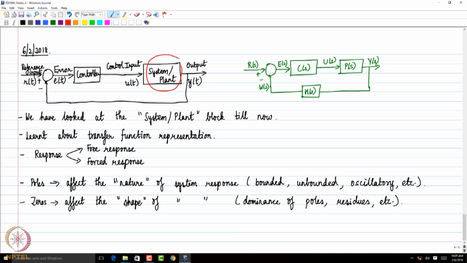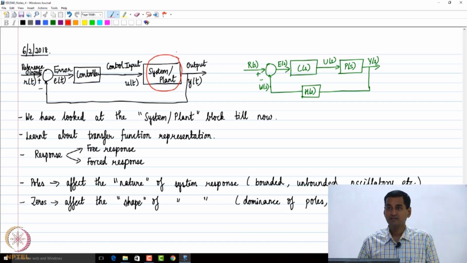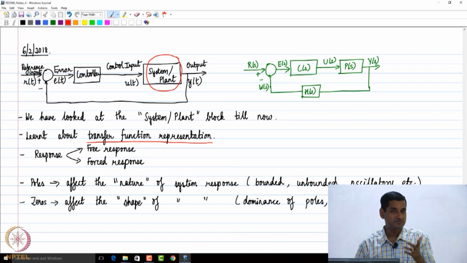We figured out what class of systems we are going to discuss as far as this particular course is concerned. Then what sort of mathematical equations would be used to model or characterize those systems: linear ODEs with constant coefficients. Once we understood that concept, we used the Laplace transform to get the transfer function representation of this particular class of systems.